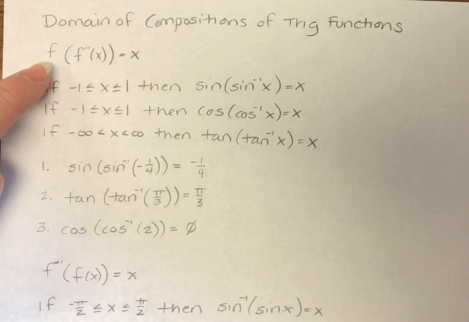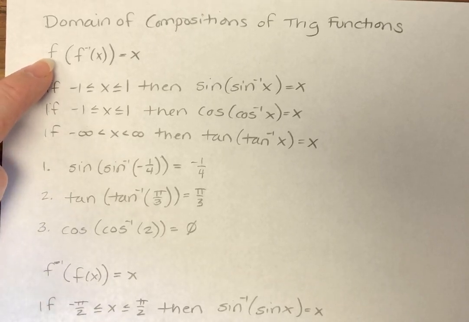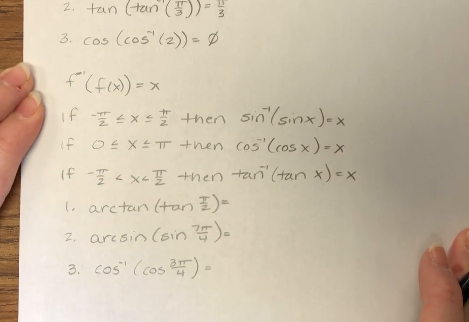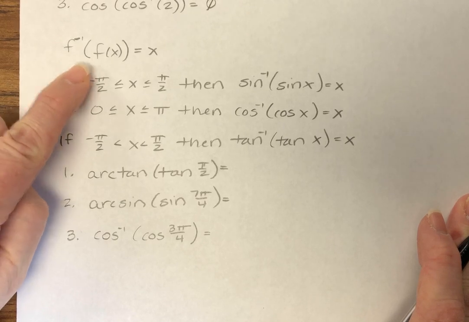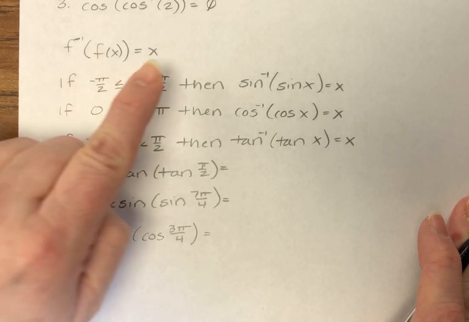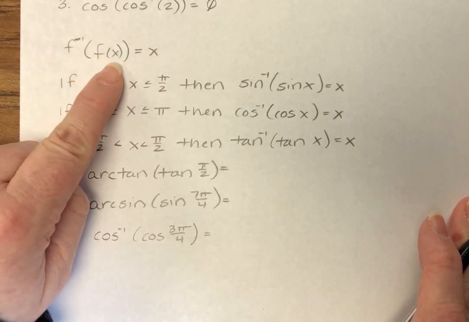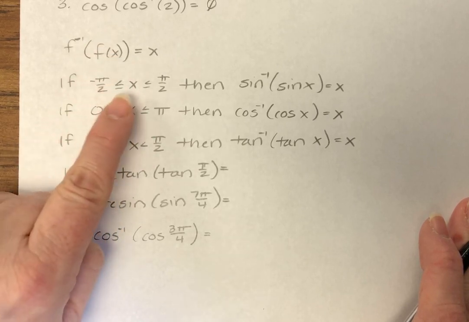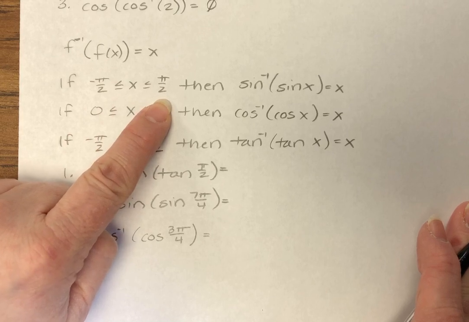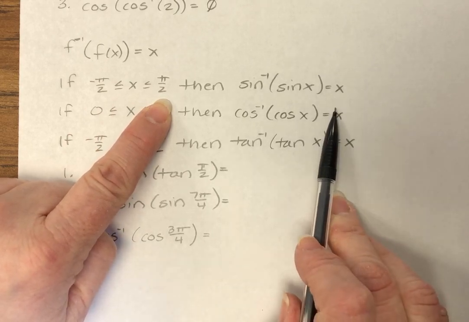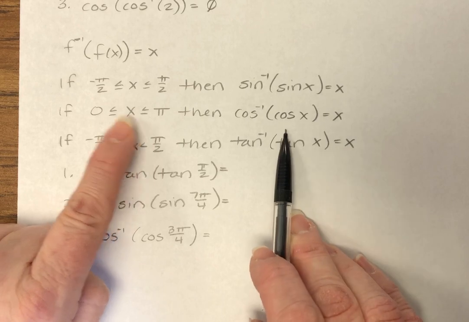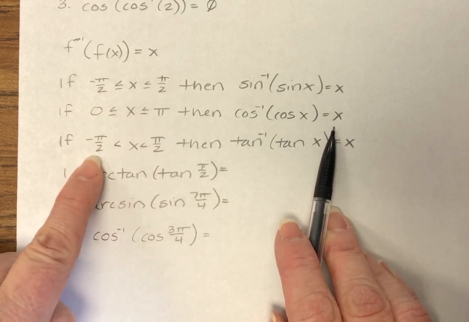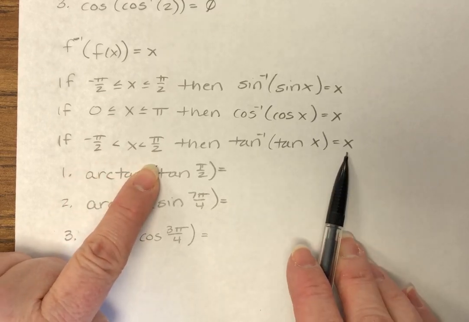And now we're going to switch it up. So we have f of f inverse. The other part of this is going to be f inverse of f. It equals x when, now the domain is changed to the restricted domain here. If this is between -pi/2 and pi/2, then it's equal to x. For cosine, if it's between 0 and pi, then it's equal to x. And tangent, if it's between -pi/2 and pi/2, it's equal to x.